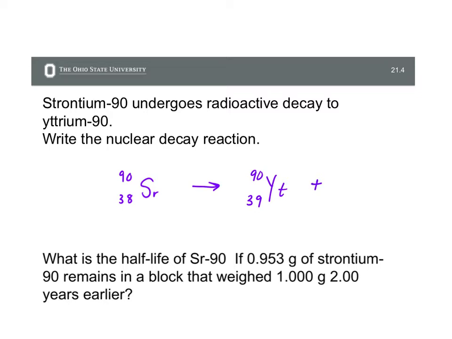The only way we can get this product is through beta decay, or the emission of an electron, like so. You'll see on the reactant side we have mass number 90. On the product side we also have 90. We have atomic number 38 on the reactant side, and 39 minus 1 is 38 on the product side. And like I said, this is beta decay.